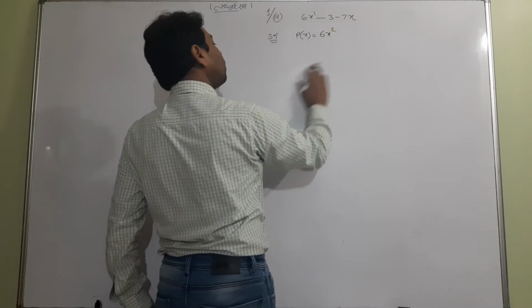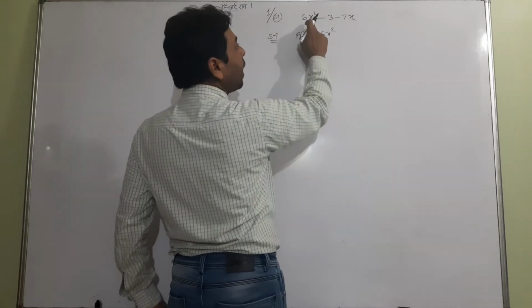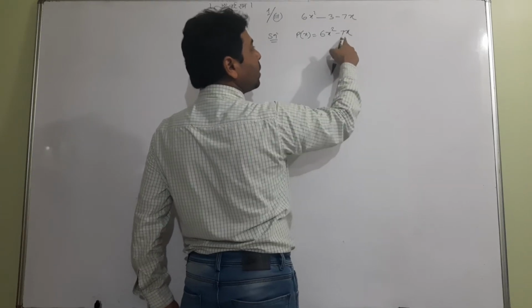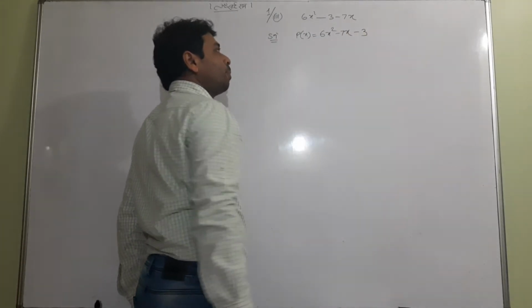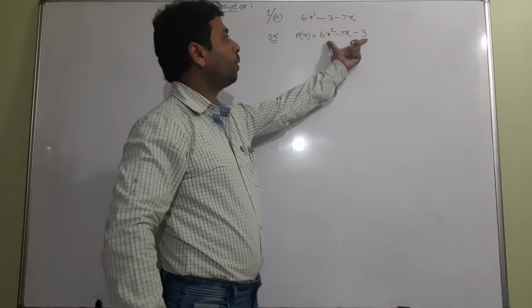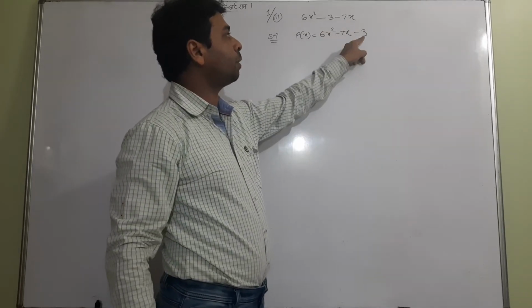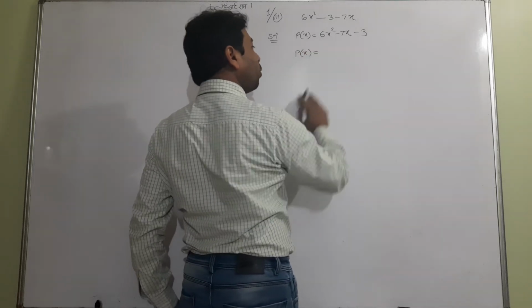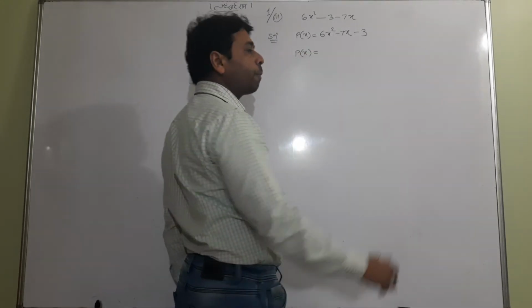First student, write this in the proper way. The x square term is written, then the x term will come here. The term of x is written and then minus 3. This is the proper form. This is a quadratic polynomial, and the good thing is that all three terms are here. So student, what to do? For finding the zeros of the polynomial, we will use middle term splitting.